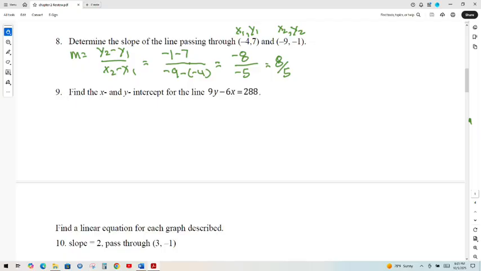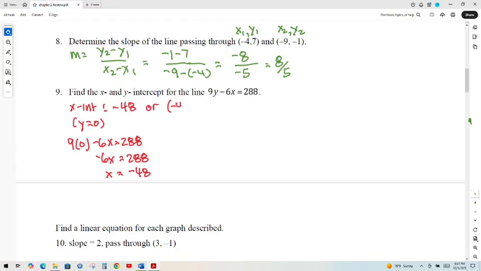The next one says find the x and y intercept. Now remember, the x-intercept always occurs when y is 0, so we should know that. And therefore, we're going to plug in the 0 for the y and find what x is. We do the algebra and we get x to be negative 48. So the x-intercept is negative 48, or if you prefer, negative 48, 0 as an ordered pair.